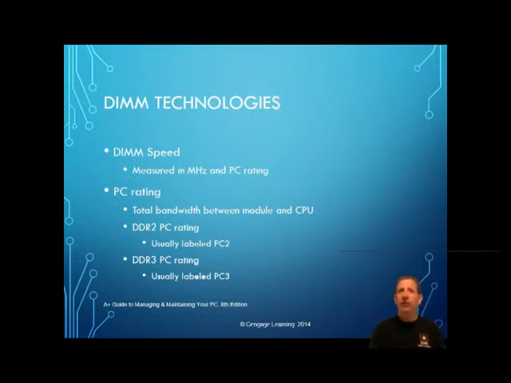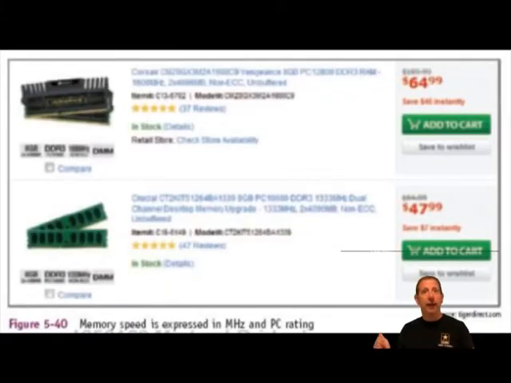Now the module has a 64-bit or 8-byte data path. Therefore, the transfer rate is 8 bytes multiplied by 800 megahertz, which yields 6400 megabytes per second. Now this value equates to the PC rating of PC 6400 for a DDR DIMM. A DDR2 PC rating is usually labeled PC2, and a DDR3 would be labeled PC3. Now, as the figure shows behind me, the memory ad shows both the megahertz and PC rating.